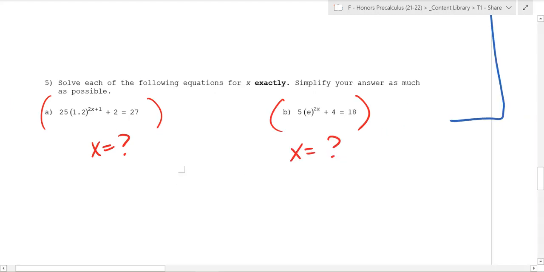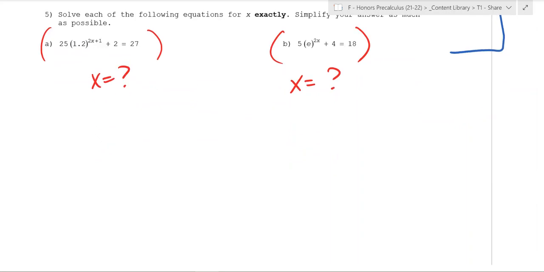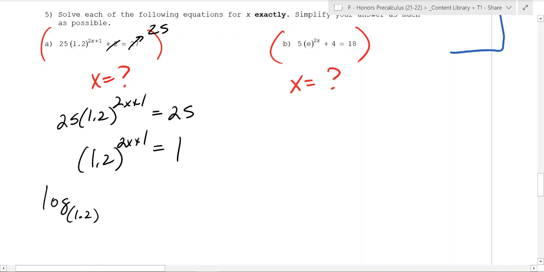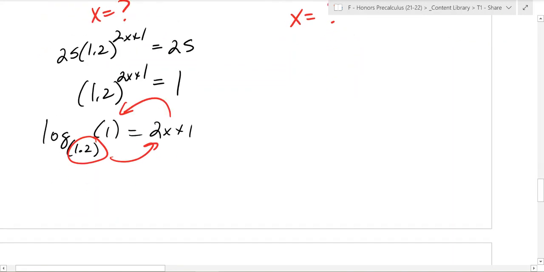As an example, you need to isolate everything that has x in the exponent first. So in this case, you have 25, 1.2 to the 2x plus 1. Subtract 2, you get 25. Then divide both sides by 25. 1.2 to the 2x plus 1 is equal to 1. And now you need to use logarithms to solve this. That will be log base 1.2 of 1 is equal to 2x plus 1. You convert, because it's this to this power equals that.